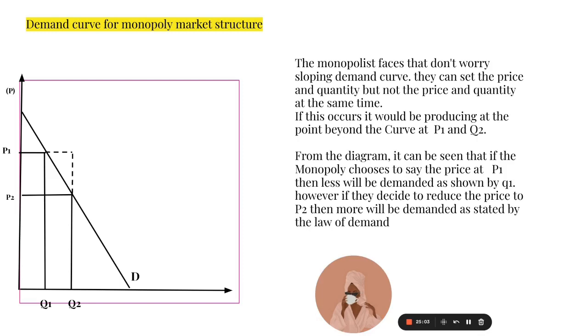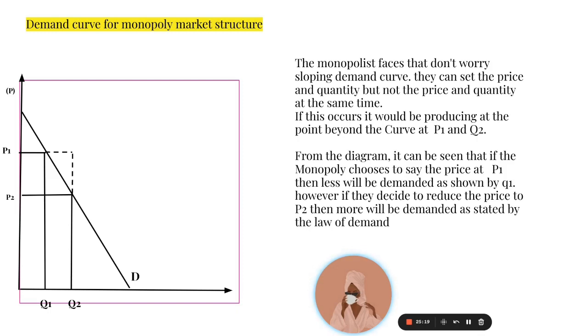The monopolist faces, oh my gosh, guys, I am so sorry for the grammar. So sorry for my typing abilities. But wow. It should be: the monopolist faces a downward sloping demand curve.